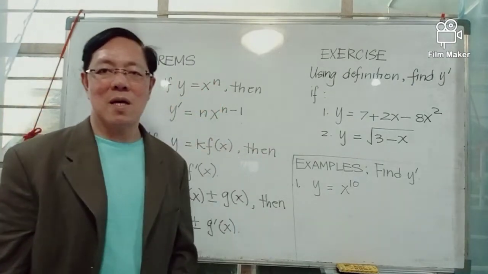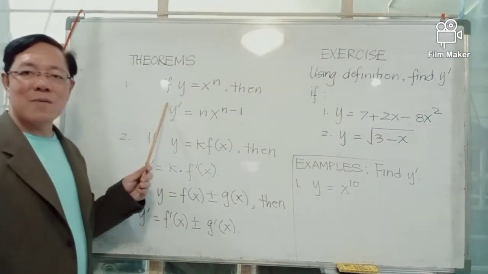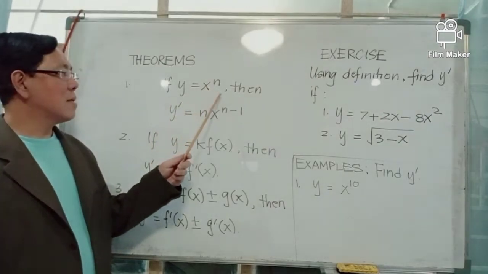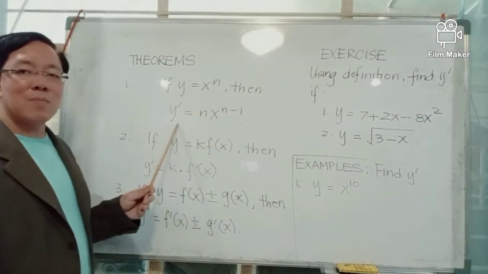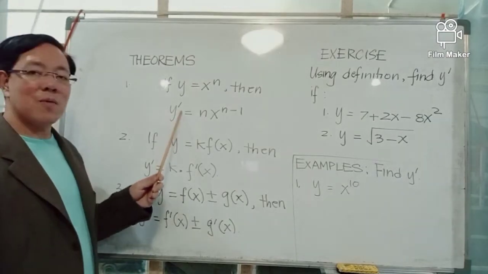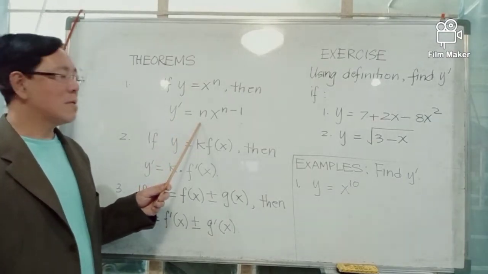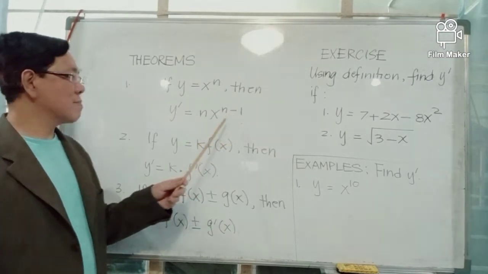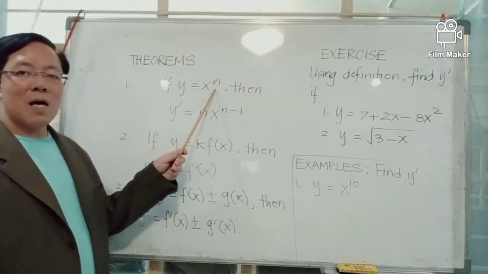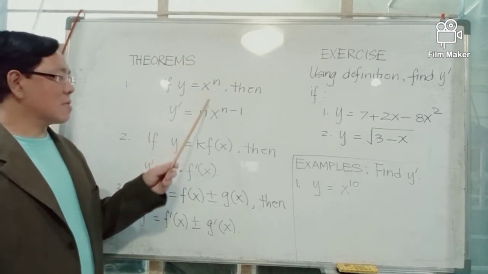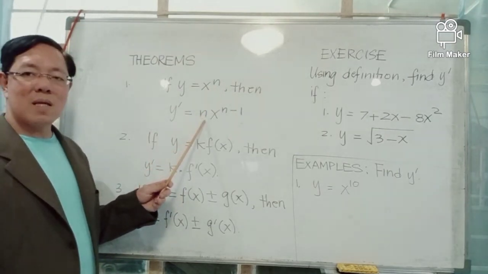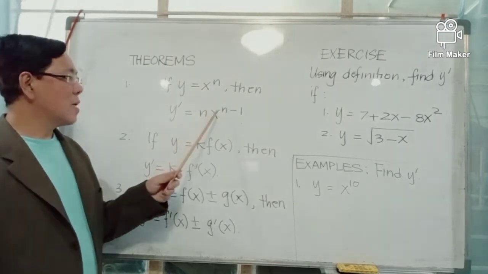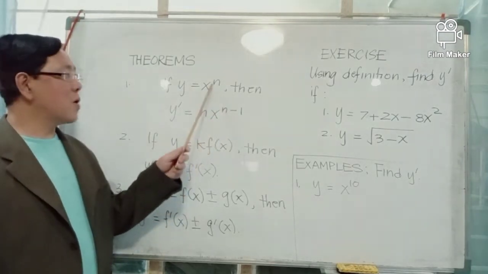The first theorem says if the function y is equal to x to the power n, then the derivative of y, denoted by y prime, equals n multiplied by x to the power n minus 1. The exponent n of x is made as the coefficient of the derivative of x to the n, and 1 is subtracted from the exponent of x.